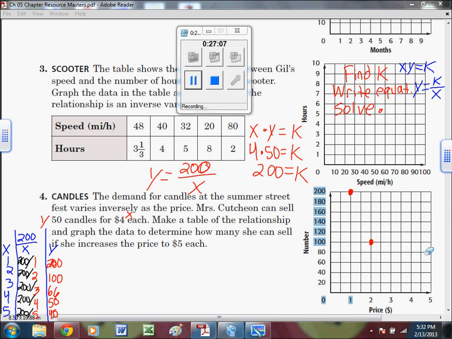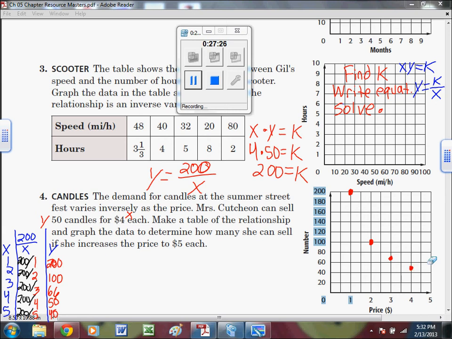Now $3, about 66, 67 candles. If you look at our graph, it doesn't know the difference. Here's about 70, 70 is about in the middle, so it's going to be just under that. So try to go just under halfway. It's okay if you're not perfect. I guess I was close enough.